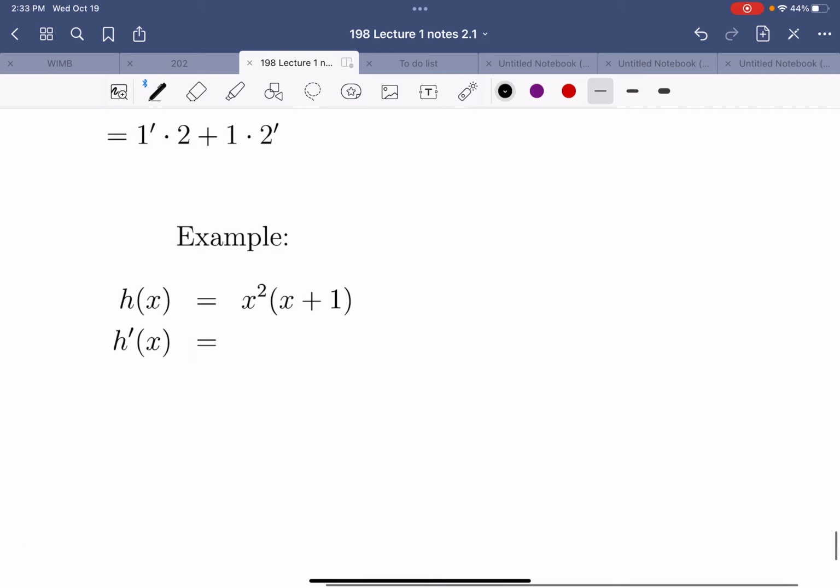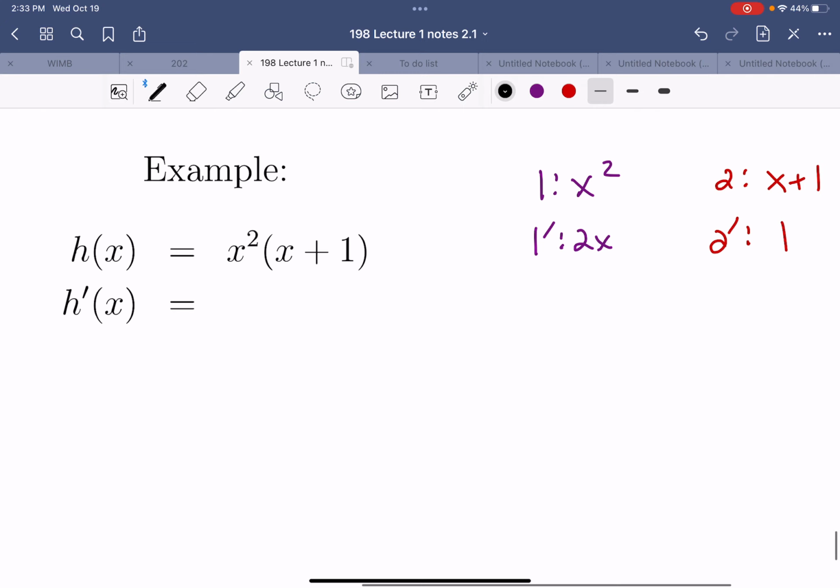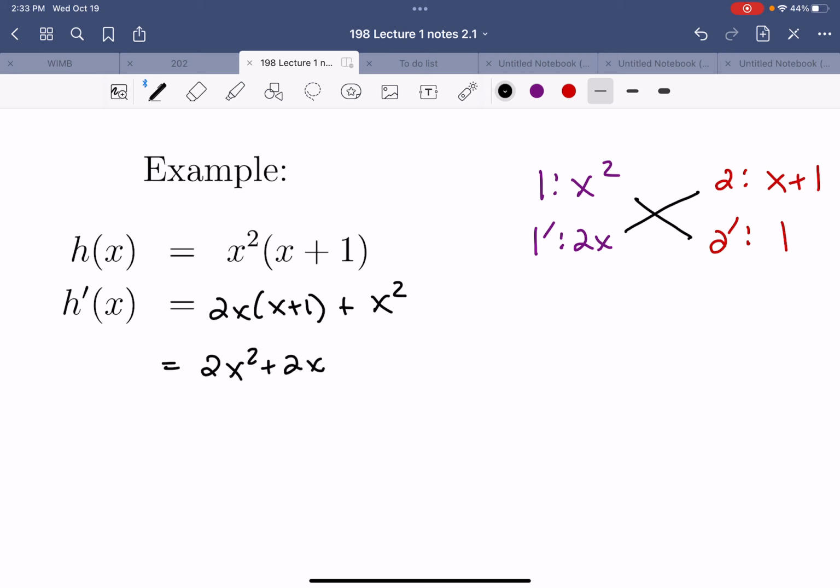A quick example here: if I let function 1 be x squared, then its derivative is 2x. And if I let function 2 be x plus 1, its derivative is 1. If I put that back together, h prime of x is 1 prime 2, so 2x times x plus 1, plus the other diagonal, which is x squared. If we simplify, that's 2x squared plus 2x plus x squared, and that's 3x squared plus 2x.